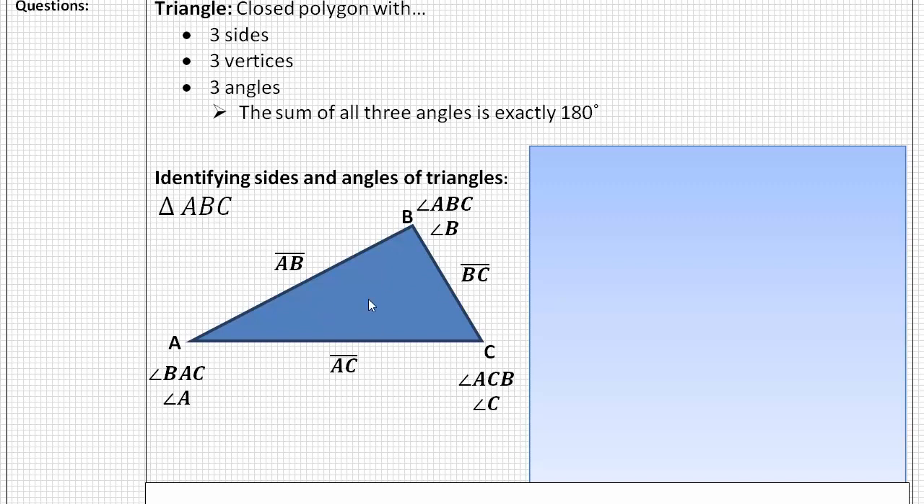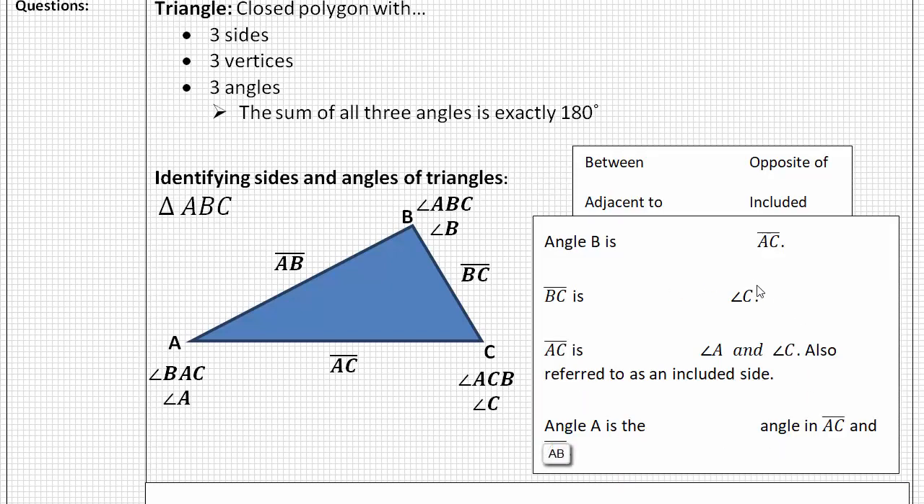Let's use a little bit of vocabulary to talk about how these parts are in relation to one another. So for these sentences here, I would like you to copy them down along with this word bank. The words between, opposite of, adjacent to, and included. Let's think what we can use to fill in the blank on each of these sentences so that we can practice using this vocabulary to describe how the parts of this triangle are related to one another.